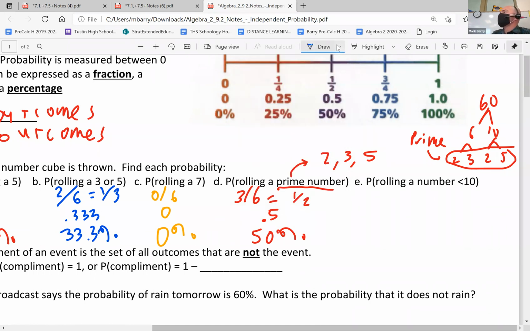All right, and then lastly here, we need the probability of rolling a number less than 10. So if we're rolling a dice and it has the numbers 1 through 6 on it, I would say that all 6 are less than 10. So I'd say that's 6 over 6. As a decimal, that would just be 1. So that would be a 100% chance that that happens, okay? Awesome.